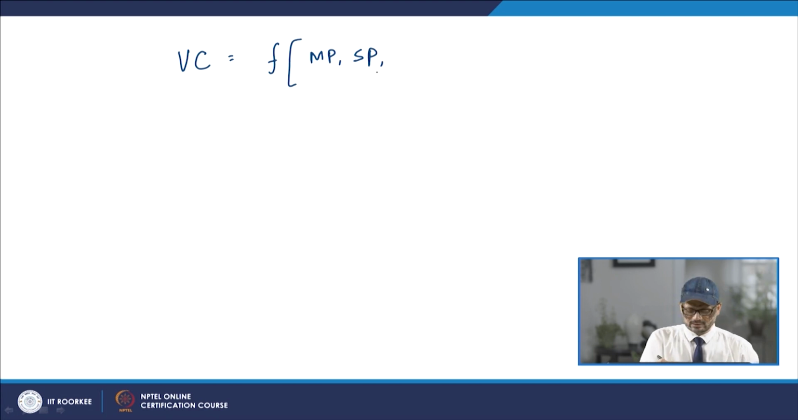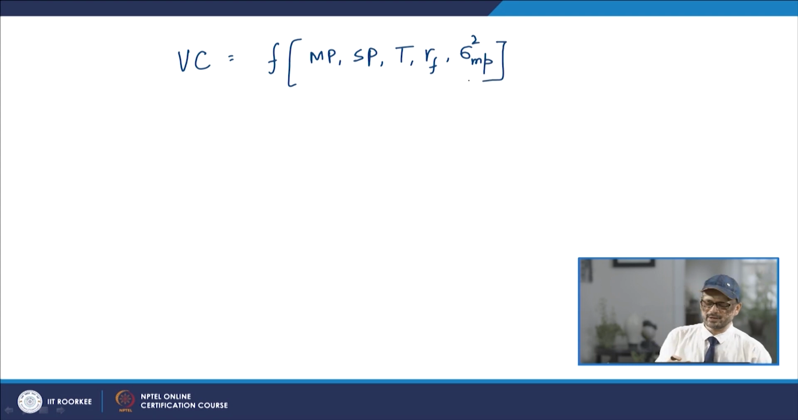So the value of a call option, which we denote as VC, will be a function of the market price, the strike price, the maturity time, the risk free return RF, and the variance of the market price. So it depends upon these 5 factors.